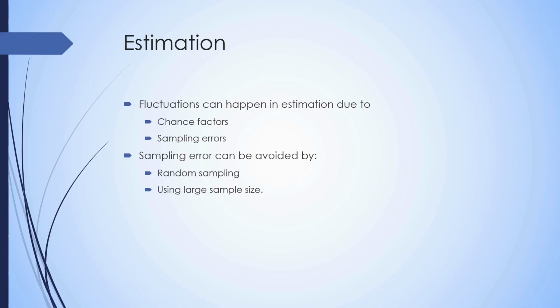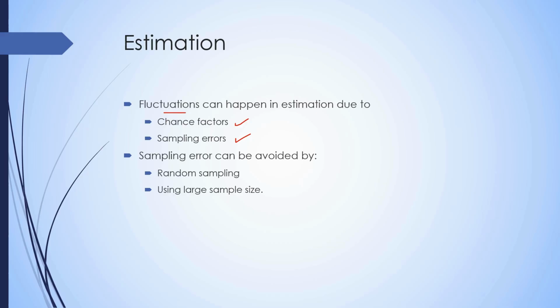Fluctuations or errors can happen in estimation due to two factors. One is chance factors, second is sampling errors. So chance factors, nobody can control them. It's unpredictable. It can be due to any reason. So when you are doing a research study, there is nothing you can do to avoid chance factors because it's beyond the control of the researcher.